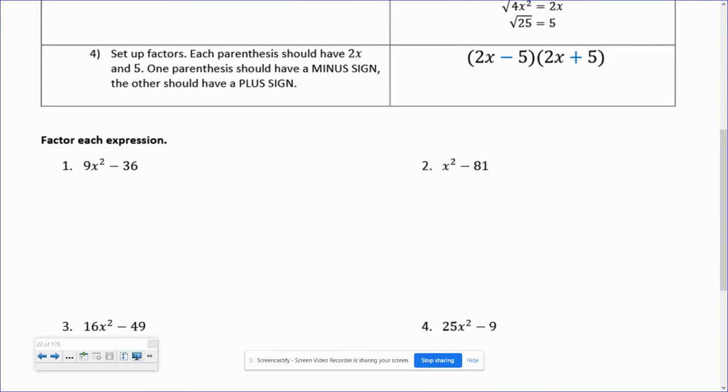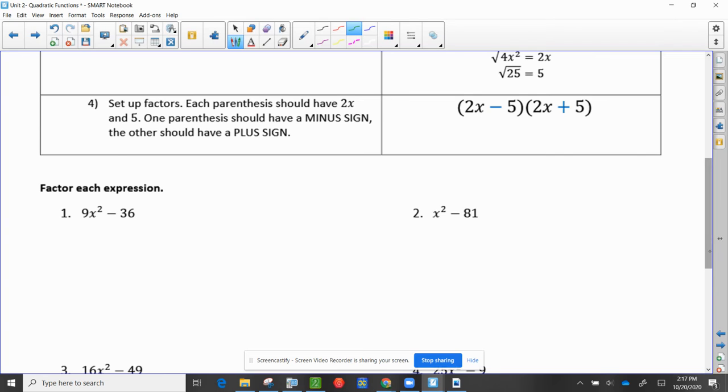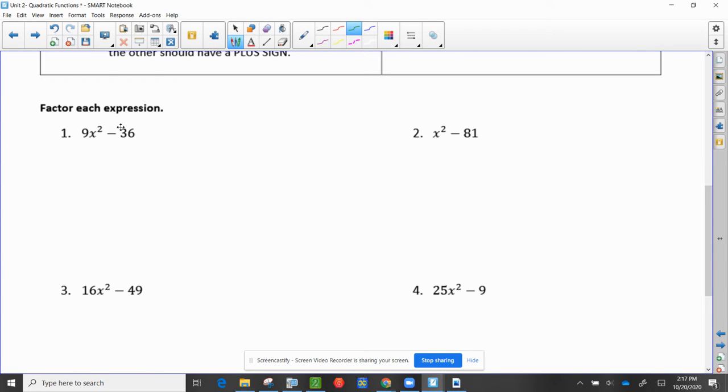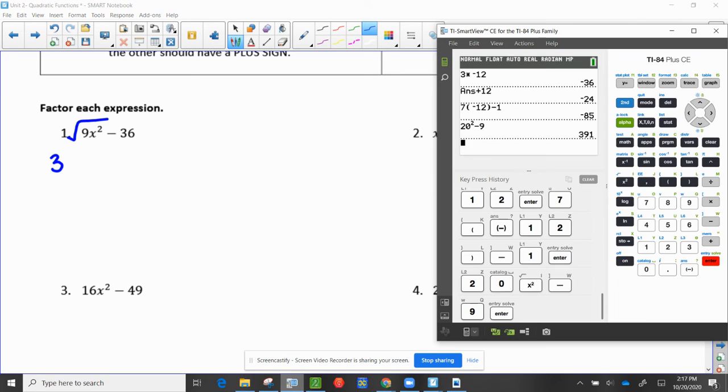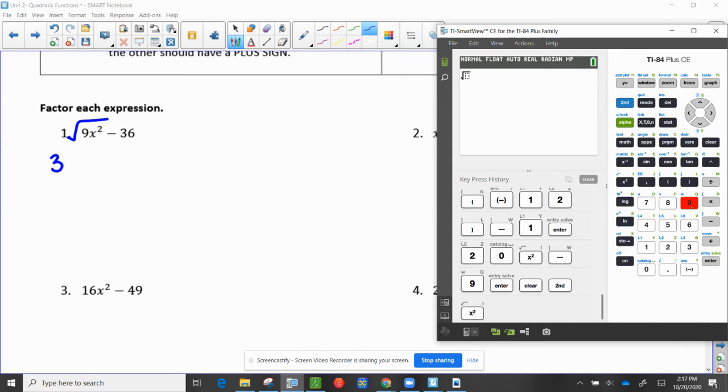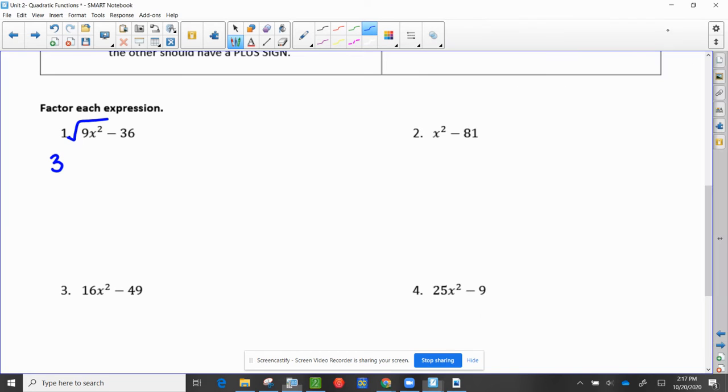Okay, so let's look at number 1. I have 9x squared minus 36. So again, it has to be minus. 9 and 36 are both perfect squares. I'm just going to go ahead and take the square root of each. So the square root of 9 is 3. And you can always use your calculator too to find the square root if you need. So the square root of 9, if you don't know that off the top of your head, is 3. And then the square root of x squared is just 1x.